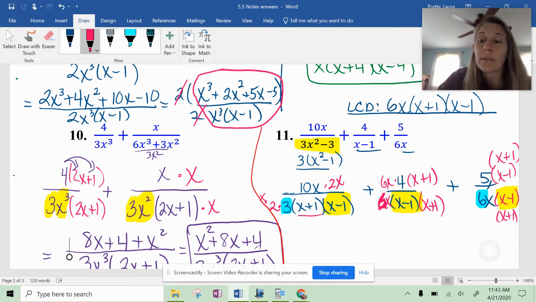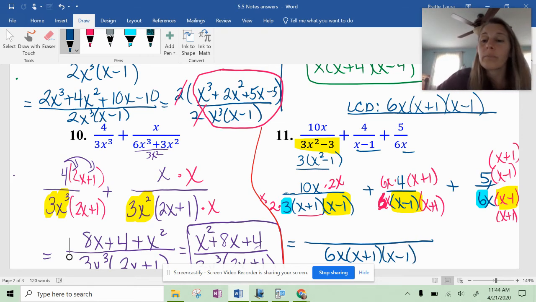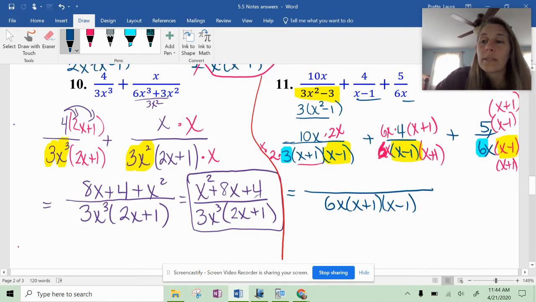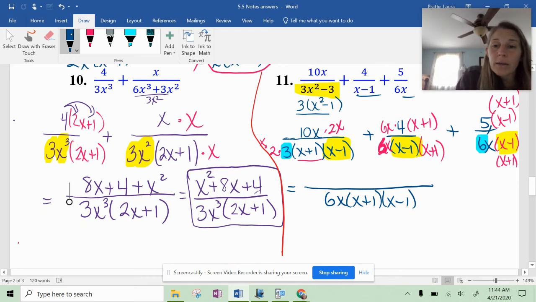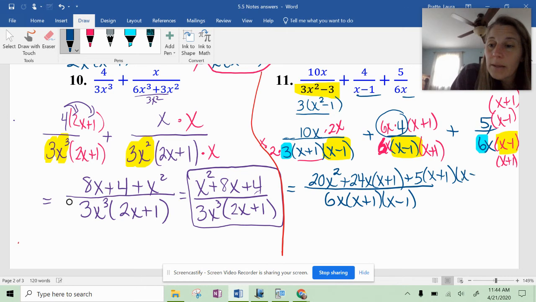So we only have to write that LCD once on the bottom. We don't have to write it a million times. So 6x times x plus 1 times x minus 1. So now let's see what we ended up with on the top. So the first fraction I had to multiply by 2x. That's going to give me 20x squared. The second fraction, I can multiply these, which gives me 24x times x plus 1. And then my third one, I have 5 times x plus 1, x minus 1.